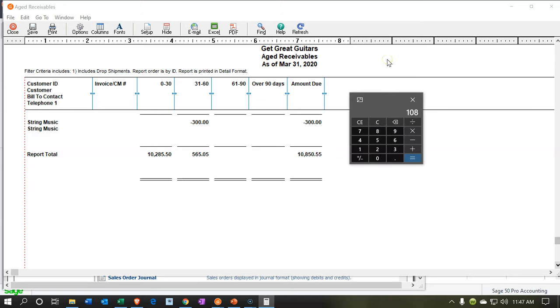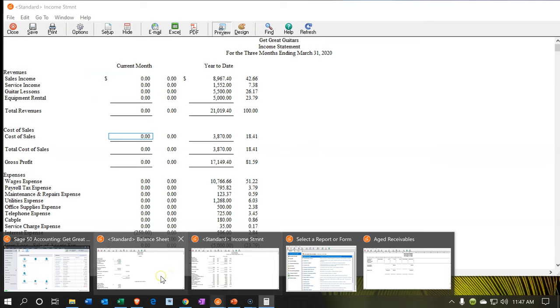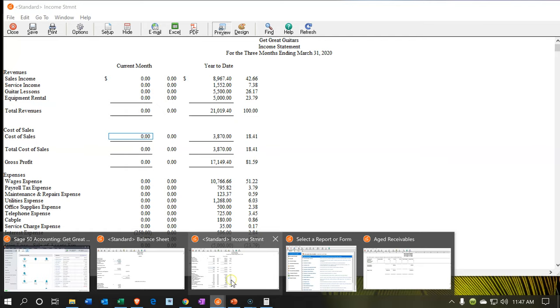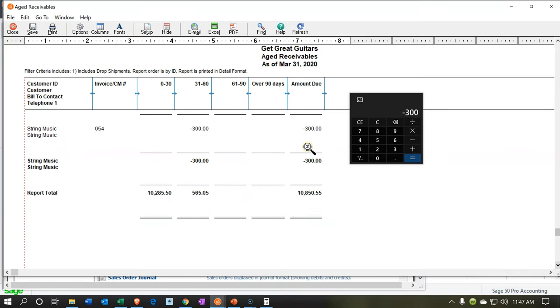Here's the 10850.55 minus. And then if we go on back to the balance sheet, we have minus the 11150.55. And now we're off by 300. And that 300 is that negative amount over here. That's going to be this negative amount. And we talked about that before.